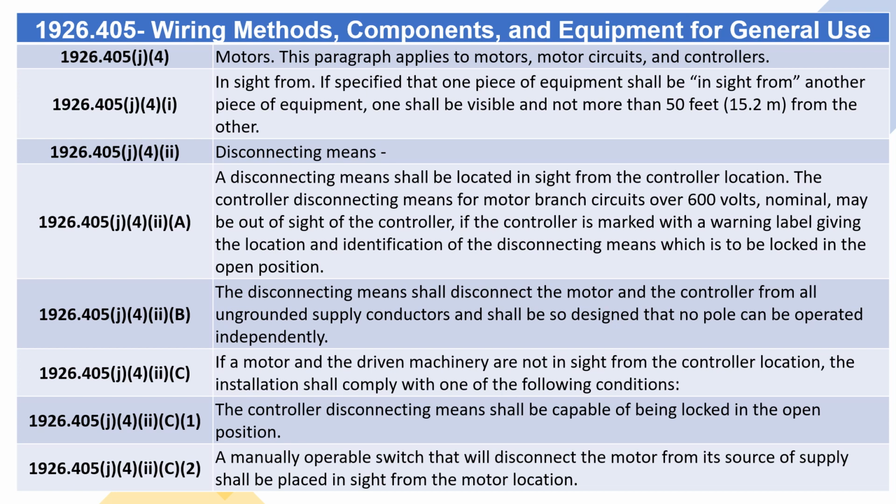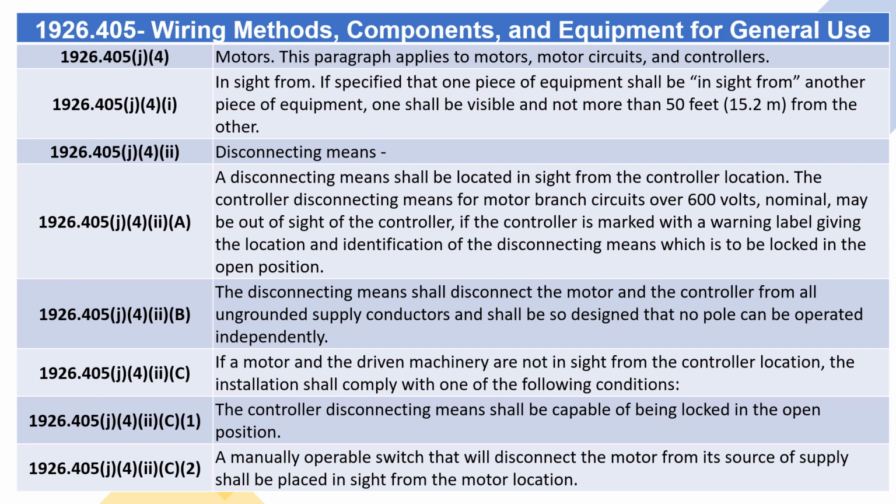1926.405(j)(4) A disconnecting means shall be located in sight from the controller location. The controller disconnecting means for motor branch circuits over 600 volts, nominal, may be out of sight of the controller, if the controller is marked with a warning label giving the location and identification of the disconnecting means which is to be locked in the open position.